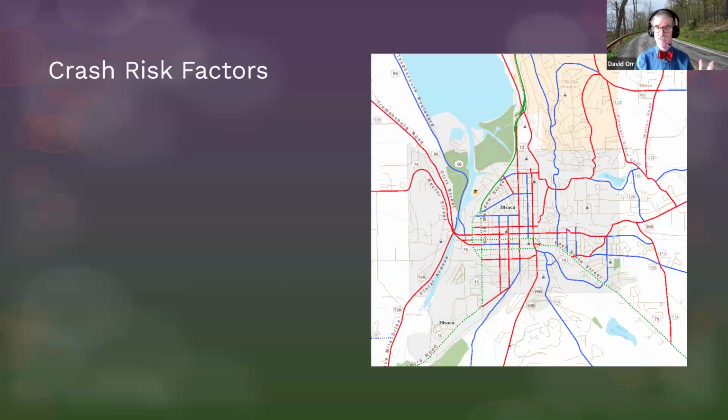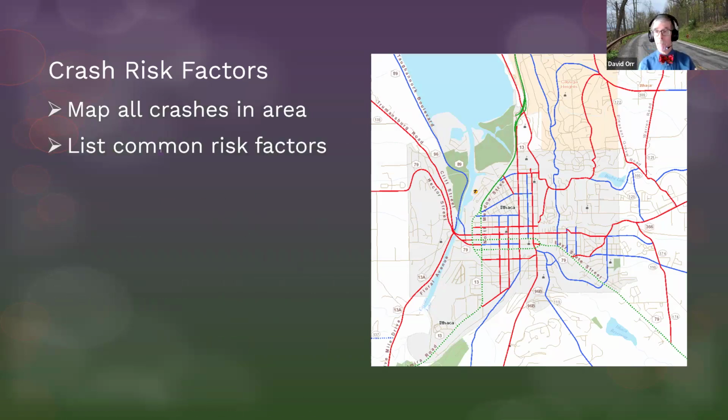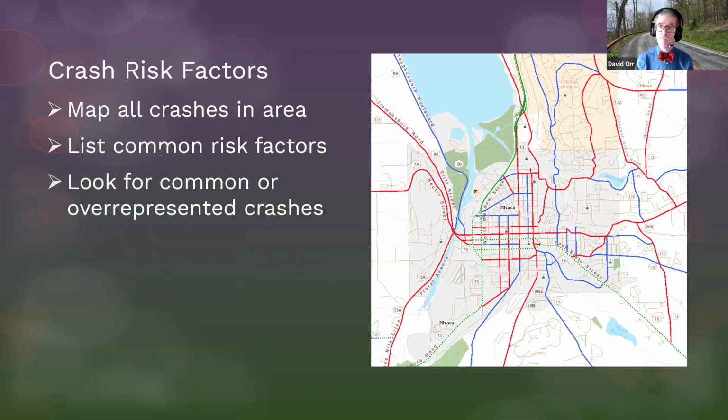Okay? So let's just say as an example, as part of the project that's being done here in Ithaca, Tompkins County and Ithaca City itself, they're going to map all the crashes in the area. I know they're doing that now. I've talked with them a little bit about it. They're going to make a list of common risk factors. They're using CLEAR plus some additional analysis to plot everything and look at the risk factors. And they're going to look for the common and overrepresented crashes. Okay? And again, you could use weighting factors or not. That's up to you. Okay?